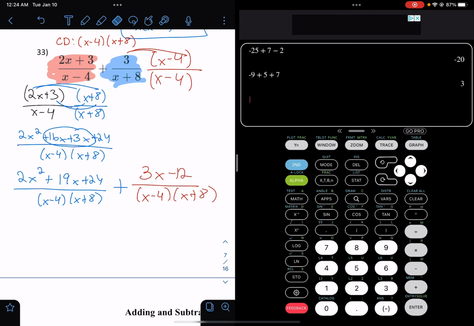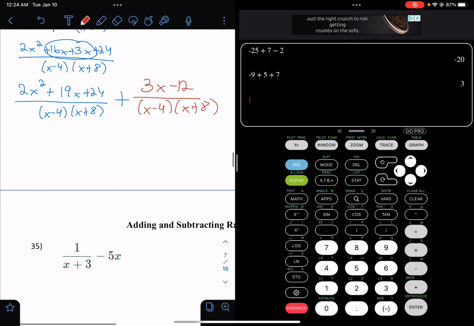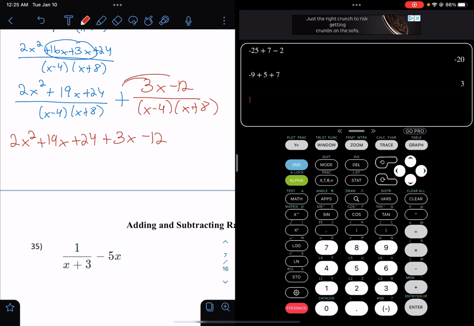Okay, so now we've got a common denominator of x minus 4, x plus 8. Again, the order doesn't matter. It could be x plus 8, x minus 4. Now we're going to go ahead and add on top. So we get 2x squared plus 19x plus 24. Now, if it was a minus, we'd have to distribute, but it's a plus, so it's just plus 3x minus 12 all over our common denominator. I know it's a lot of writing, but make sure you're taking some good notes. I promise you're not going to regret it.